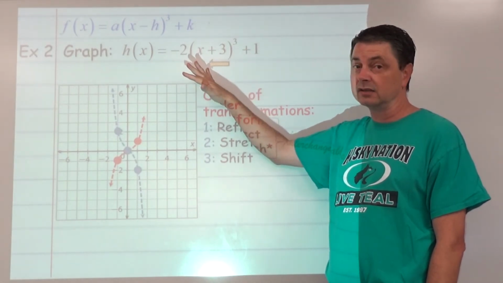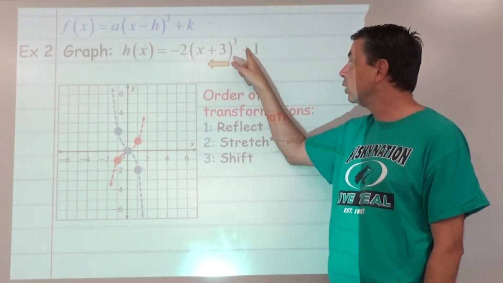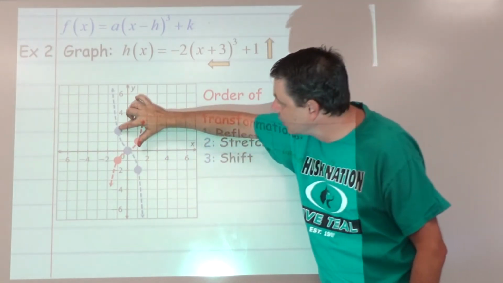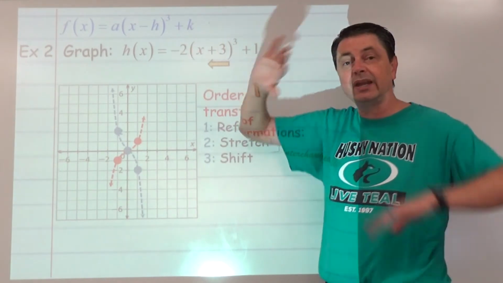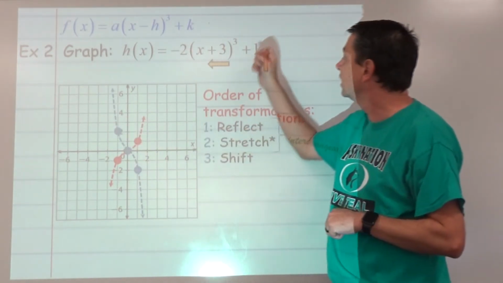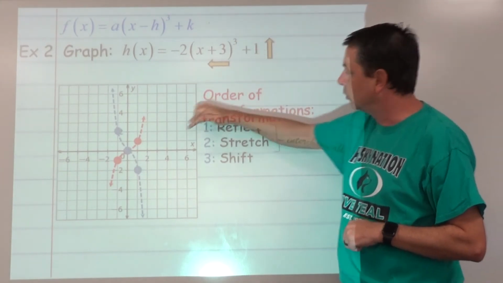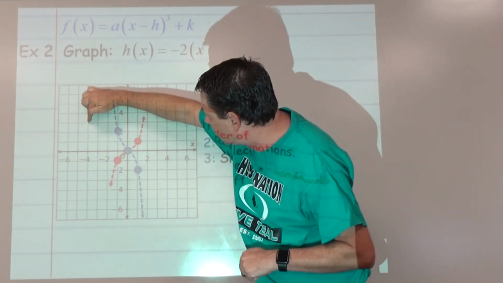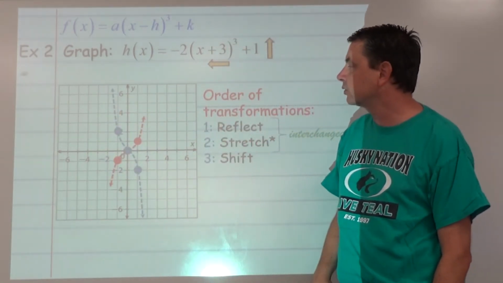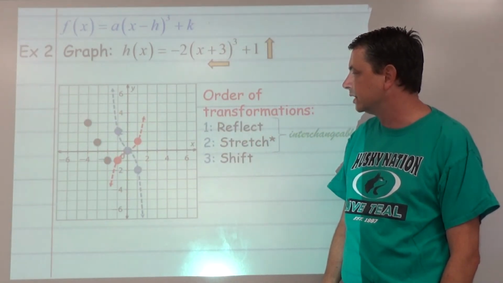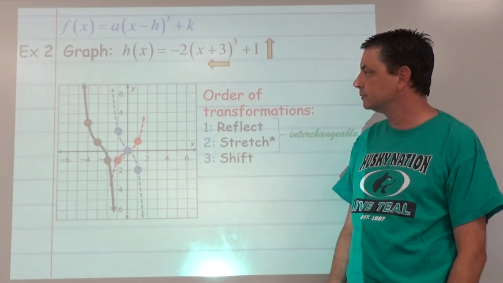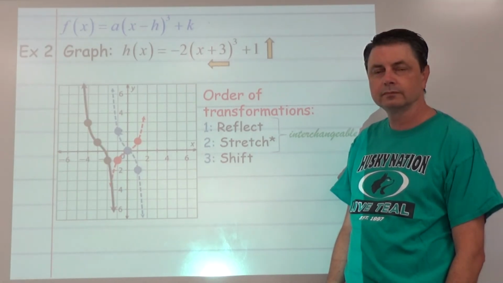That's not with the x. So that's up, down. What you see is what you get. That's going to be up 1. So we're going to take our 3 points that have already been reflected and stretched. So the blue graph here, we're going to go left 3, up 1. Same thing here, same thing there. Left 3, up 1 with all of our points. Redraw the curve.